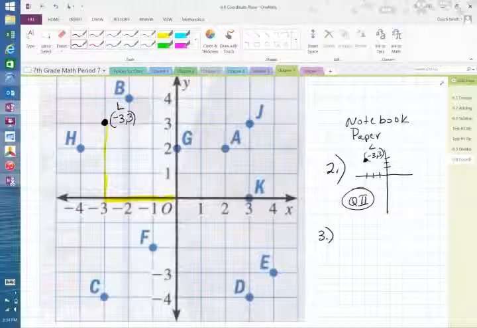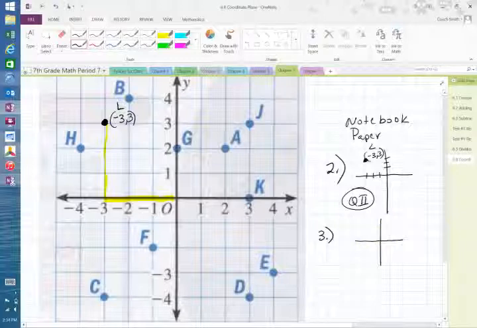So you would do number 3. You would come here, draw your little graph. It's 0 and -3. So basically I got to have here, like that. Put a point right there. That would be 0, -3. That would be point M. And it would be y-axis.